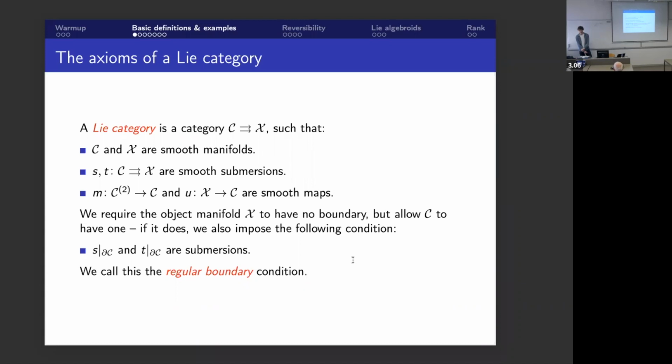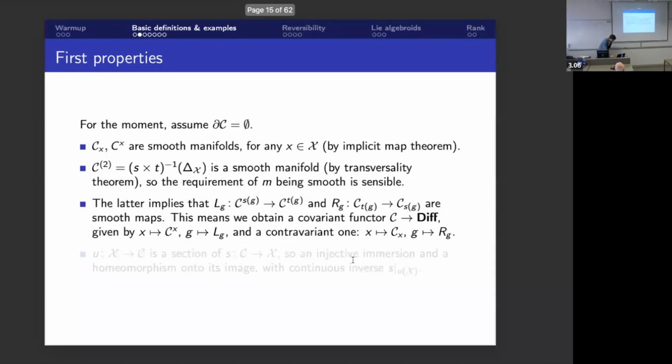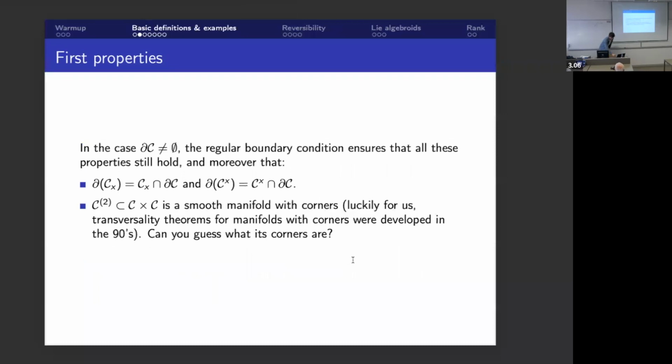I will come to a lot of examples. All of these dots here are basically examples. I want to actually continue with examples just now. But before continuing, maybe let us just guess what the corners are here.